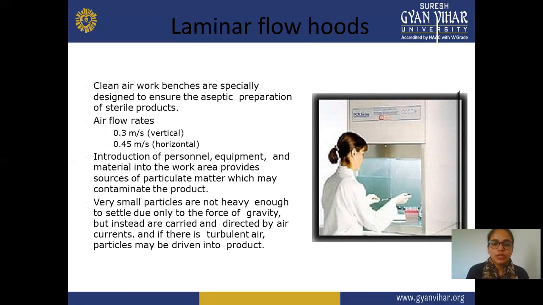Airflow takes place through this filter at 0.3 meter per second in the vertical direction and 0.45 meter per second in the horizontal direction. So these are the two airflow rates in the laminar flow hood. Both horizontal and vertical flow take place, and only the speed varies: for vertical it's 0.3 meter per second, and for horizontal it's 0.45 meter per second.